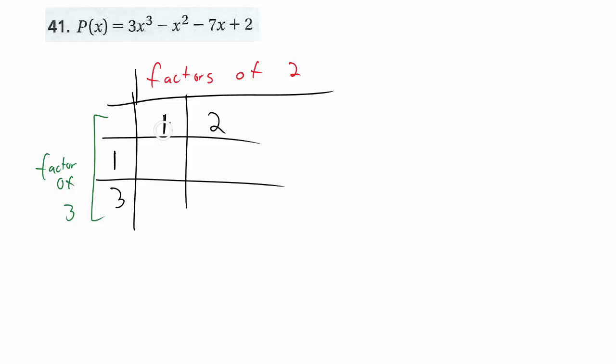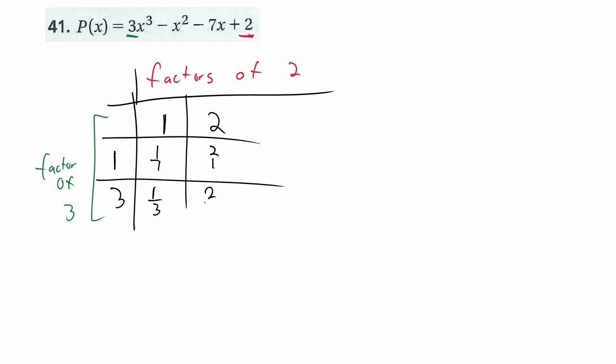So to find all the possible factors, I just divide these in all the combinations, but I always divide the factors of the constant by the factors of the leading coefficient. It's never the other way around. So I'm going to divide 1 by 1 and 2 by 1. And I'm going to divide the factor 1 by 3, but I'm not going to divide 3 by 1. 3 is not going to be a possible rational root of this polynomial.